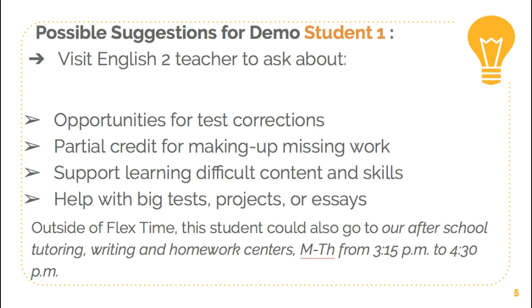Here are some possible suggestions for student 1. As we saw in the previous slide, the student is struggling in English 2. So he or she should visit his teacher and ask for opportunities, maybe for test corrections. That's always a great idea to review major concepts. And we don't know exactly why the student is receiving 50%.